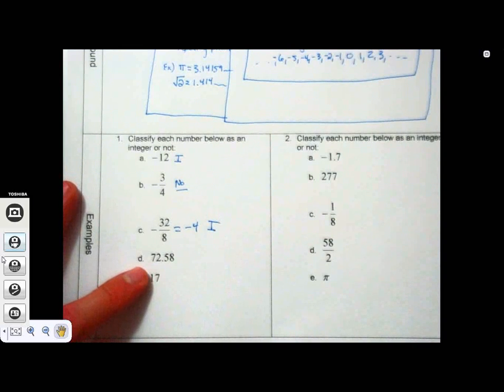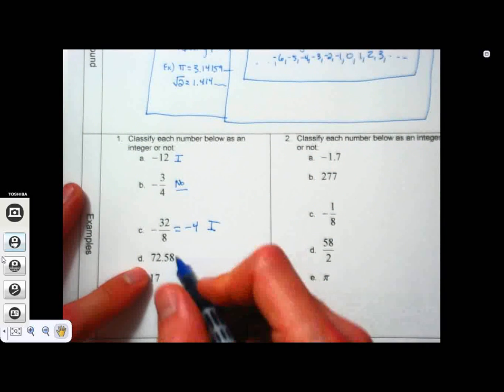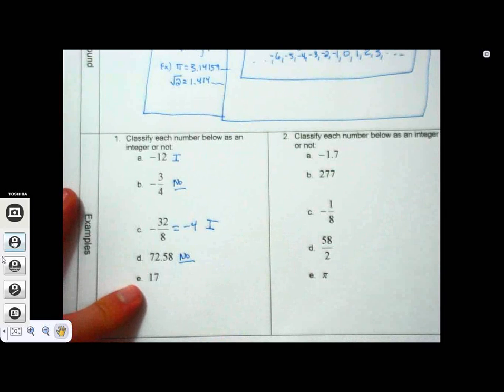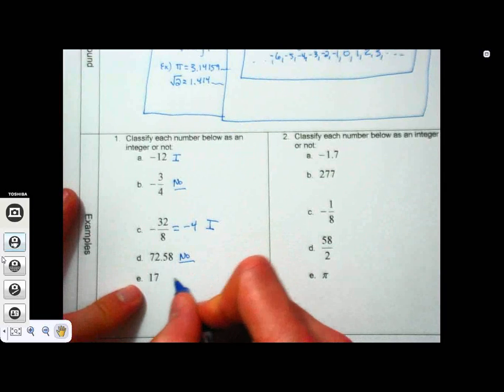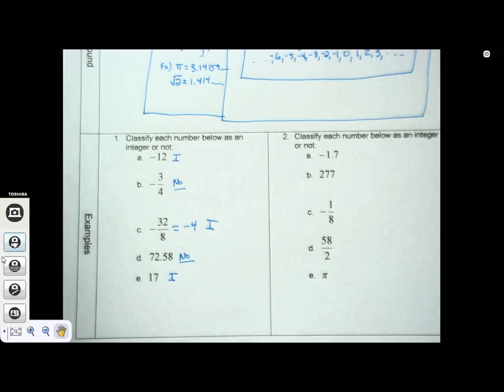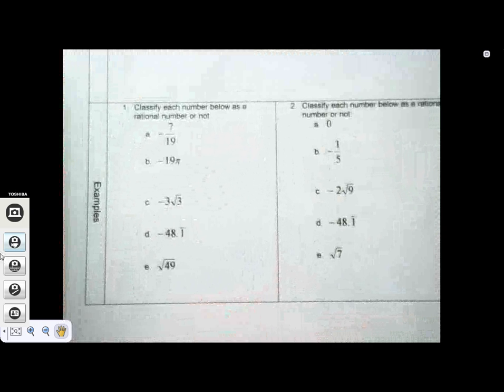72.58 is a decimal that ends. So because it's not a whole number, it's not an integer. And then the last one, 17, is clearly a positive whole number, so that means it is an integer. Okay, let's try some other examples. So in this next set, all we're supposed to do is classify each as a rational number or not.